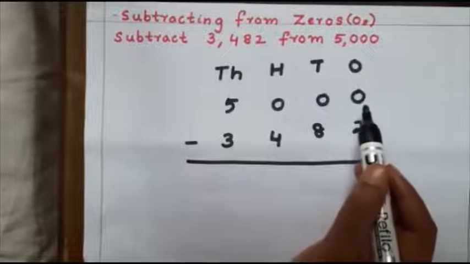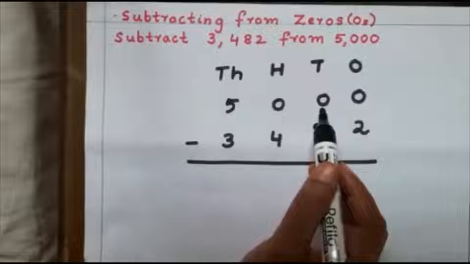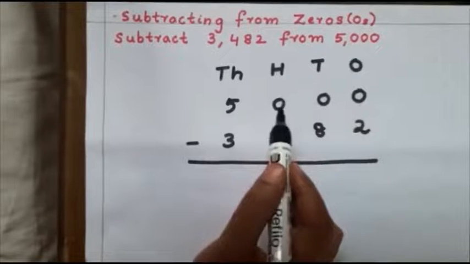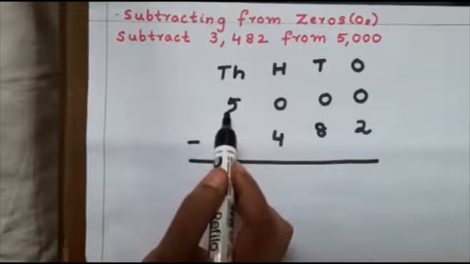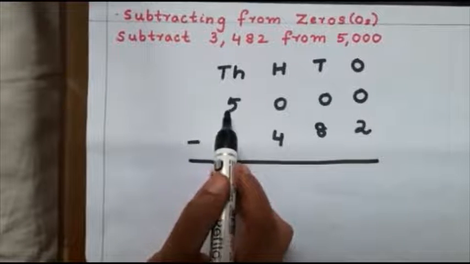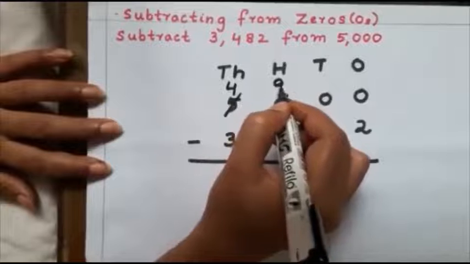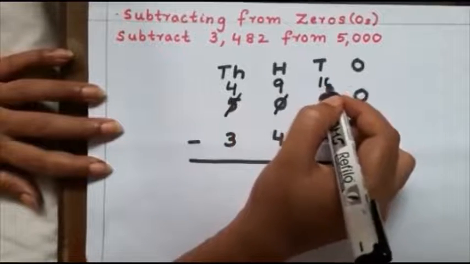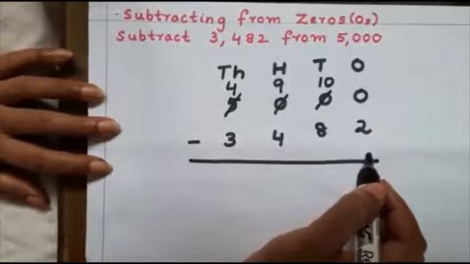Before subtracting, can you observe, children, here we have 0 in the ones column. Can we subtract 2 from 0? No. Now we move to the tens column to see whether we can regroup or not. Here also we have 0, so we cannot regroup. Now move to the hundreds column. Here also we find 0, so we cannot regroup even now. Now move to the thousands column. Here 5000s can be regrouped as 4000s, 900s, 10 tens.